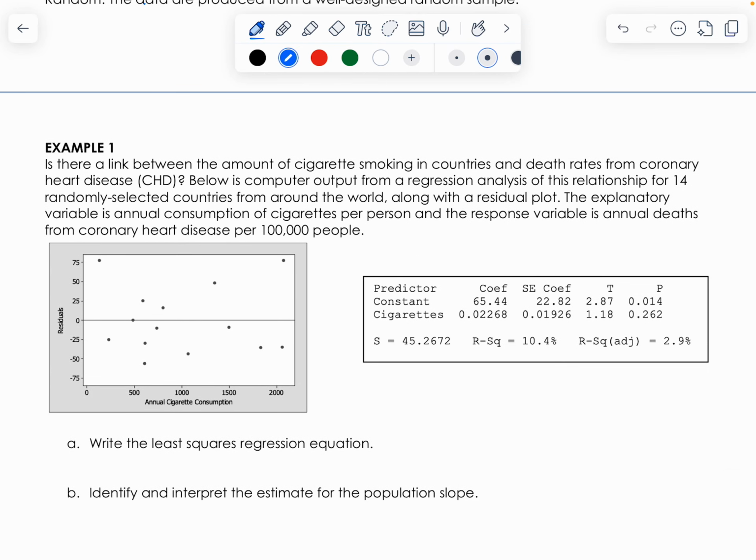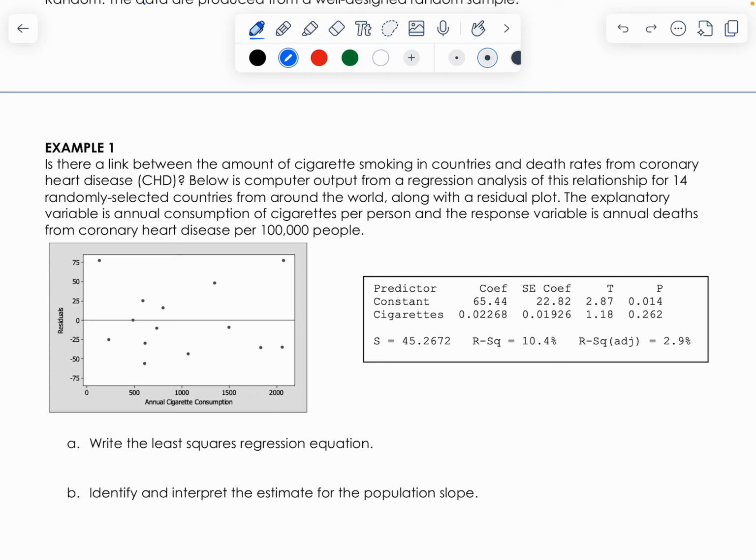There is a link between the amount of cigarette smoking in countries and death rates from coronary heart disease. Below is the computer output from a regression analysis of this relationship for 14 randomly selected countries from around the world, along with a residual plot. The explanatory variable is annual consumption of cigarettes per person, and the response variable is annual deaths from CHD per 100,000 people. All right, so we are given a residual plot, and we're given our computer output.